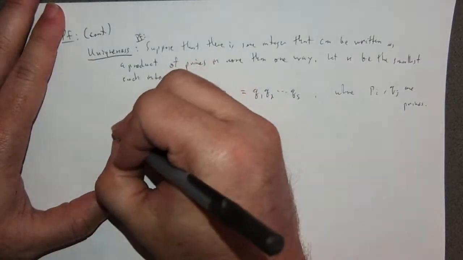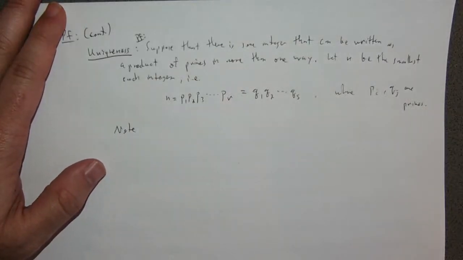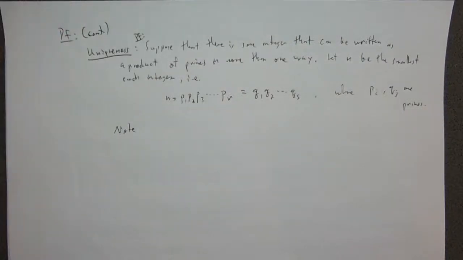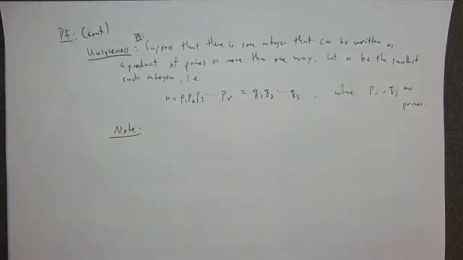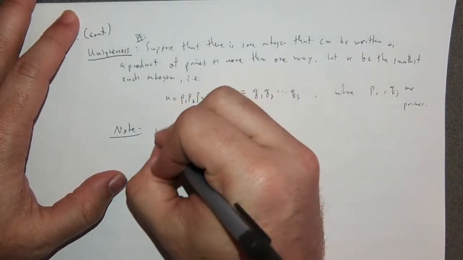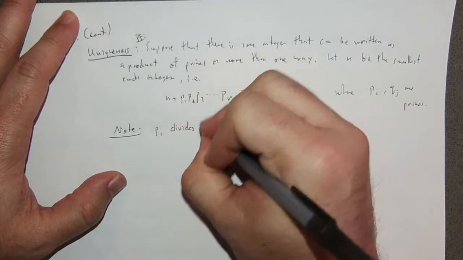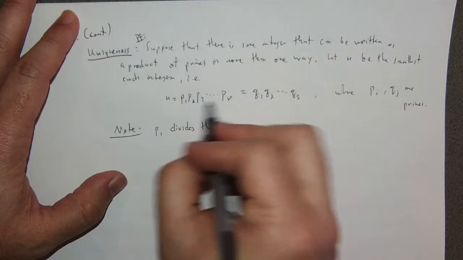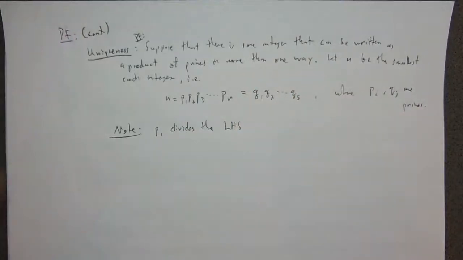Well, note, and of course, what is going to follow here? It doesn't have to be exactly this statement, but it's not going to make a difference which subscript I pick to work with here. So note, p sub 1 divides the left-hand side. What I'm calling the left-hand side is this product here. So p sub 1 divides the left-hand side.